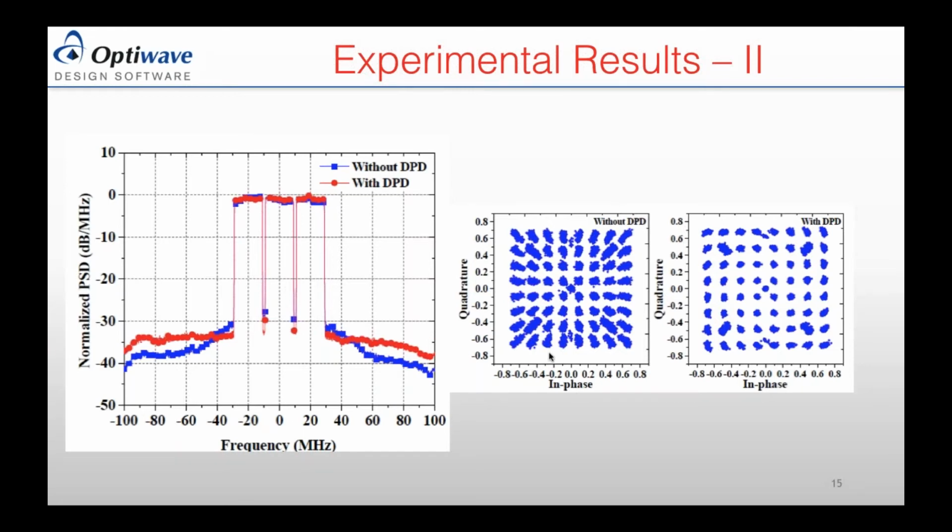So here is before the digital predistortion, here is after, so it's cleaner. However, it's not as clean as the 20 megahertz because of, you know, the memory effects.